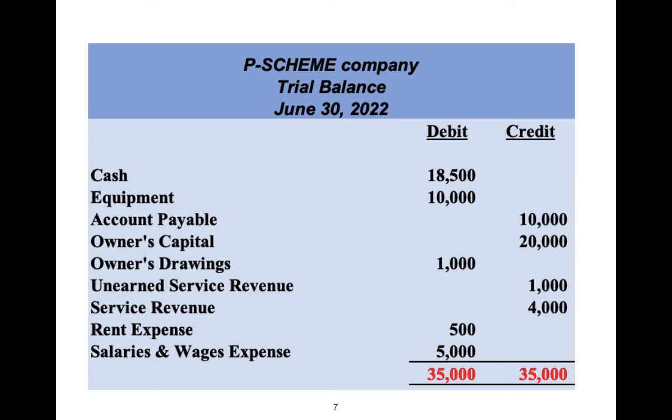Here is the trial balance after we followed the steps of preparing it. Here we have all the account titles. Here we have the account balances on the debit side and the total amount. Here we have the account balances on the credit side and the total amount. As we said before, the total amount of the debit and the credit must be equal.